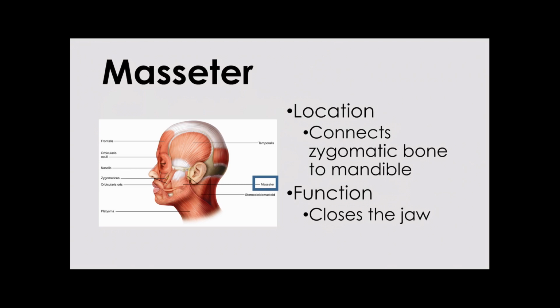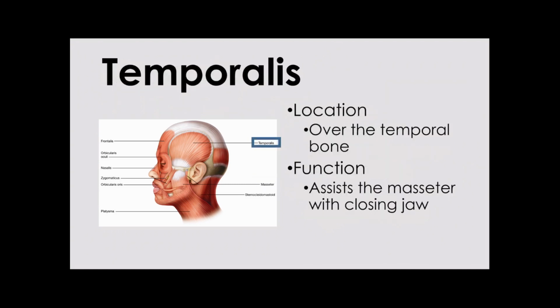Then we have something called the chewing muscles. There's two muscles in this that you need to know. One is called the masseter, which is going to connect your zygomatic bone to the mandible. Remember, mandible is the lower part of your jaw. Zygomatic bone is your cheek bone. And so this allows you to close the jaw.